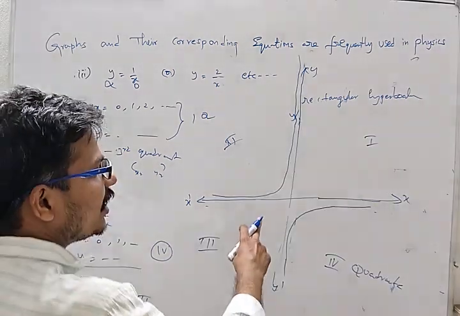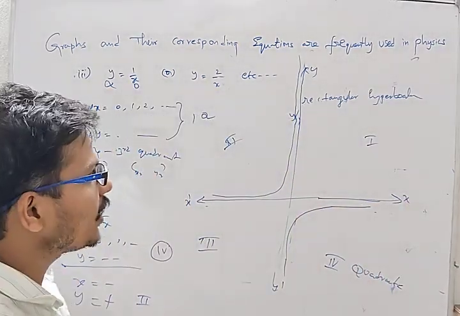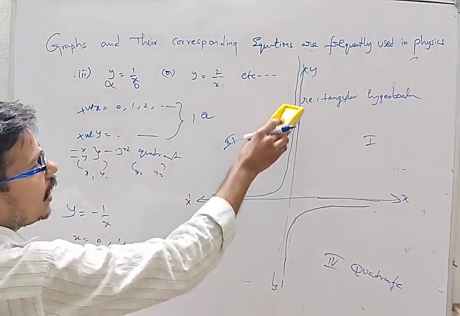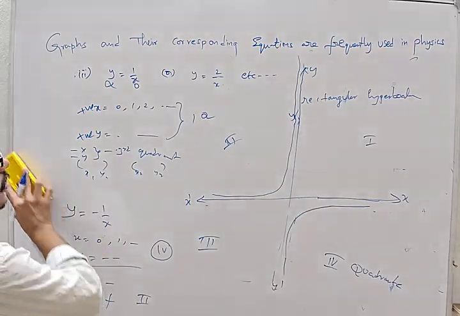See, in the rectangular hyperbola case, that graph should not intersect with the origin. Okay? The rectangular hyperbola should not intersect with the origin. Note this.